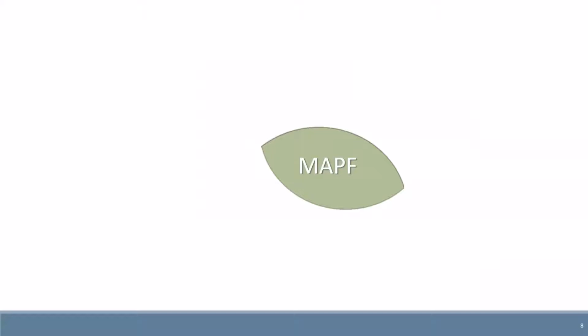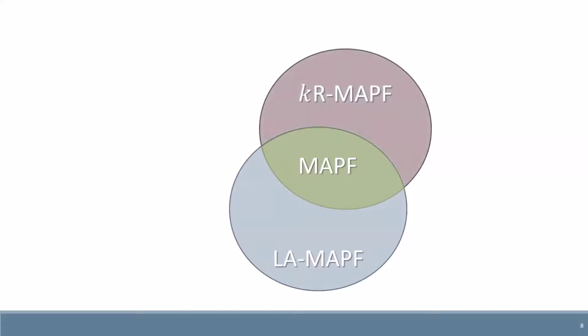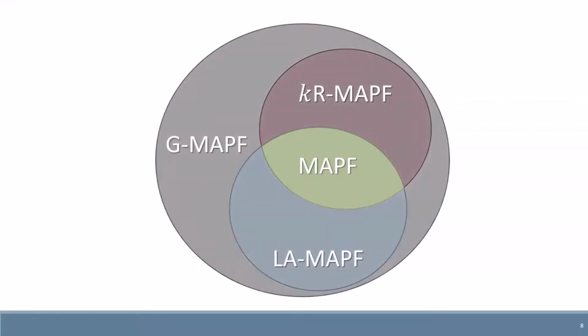The classic multi-agent pathfinding problem is extended by multi-agent pathfinding for large agents, for agents of different sizes, and by k-robust multi-agent pathfinding for agents that can be delayed up to k times. In this research, we define a new problem, generalized multi-agent pathfinding, that generalizes both of these variants of multi-agent pathfinding.